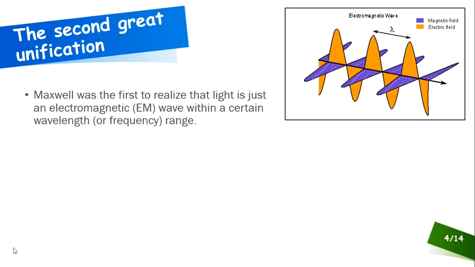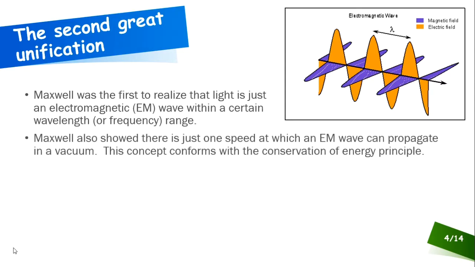Let's take a look at some of the implications of Maxwell's equations. He was the first to realize that light is just an electromagnetic wave within a certain wavelength or frequency range. Remember, the speed of a wave is the wavelength times the frequency. So if we have a certain range for wavelength, then we also have a certain range for frequency, because the two multiplied together give us velocity, which we just said is constant in a vacuum. There's just one speed at which an EM wave can propagate in a vacuum.